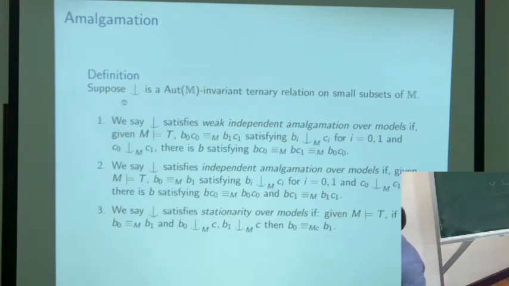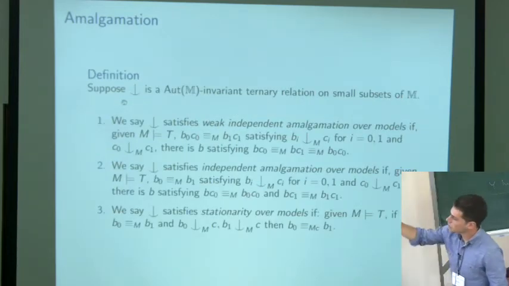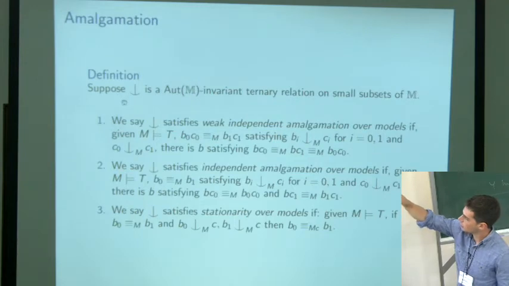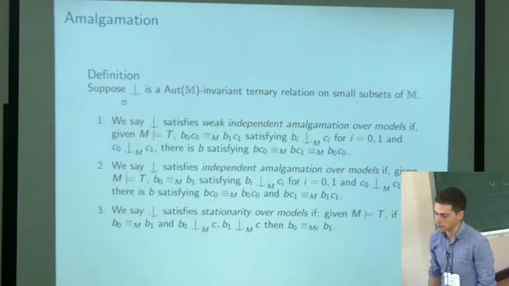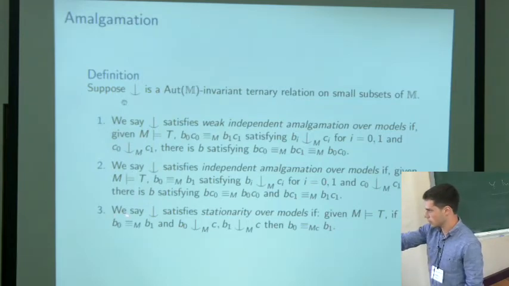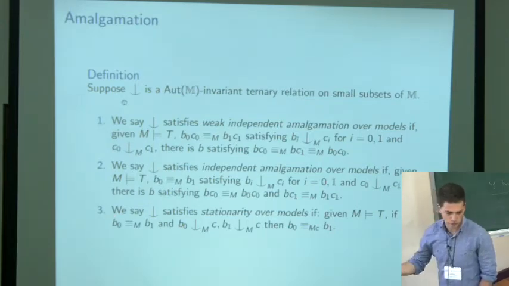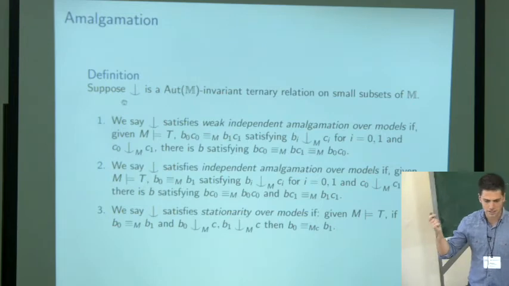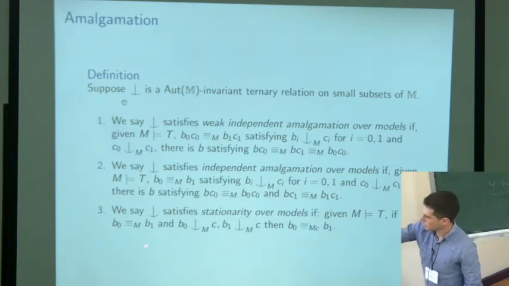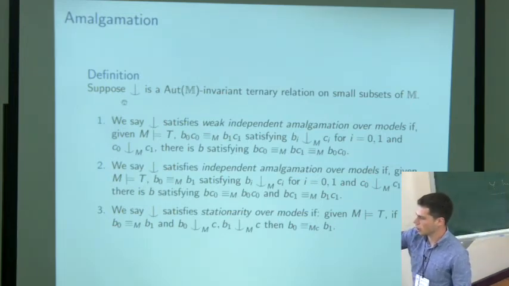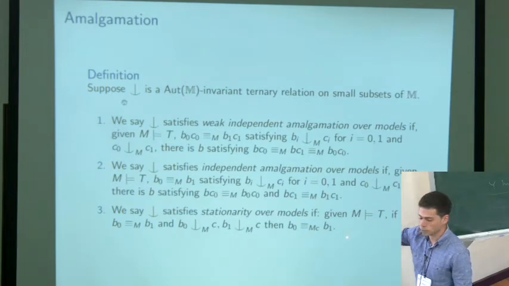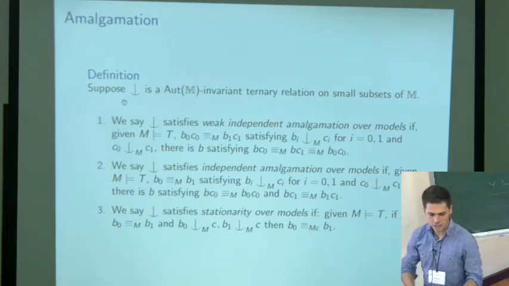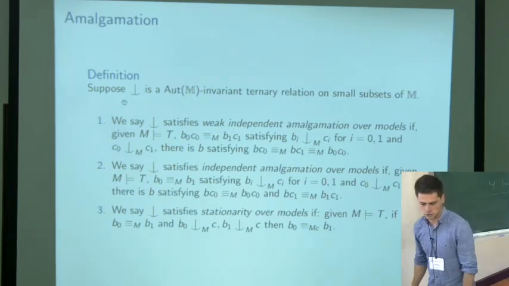OK, so let me define some notions. Suppose I've got an invariant ternary relation on small subsets. I'm going to define some notions of amalgamation of types. Maybe just to start with the simplest one, stationarity. This is the familiar one for non-forking independence in stable theories. It says, suppose I've got two elements which have the same type over a model, and they're both free from this element C. Then actually they have the same type over the model and C. So there's a unique non-forking extension is what that says. OK, that's a very natural thing.